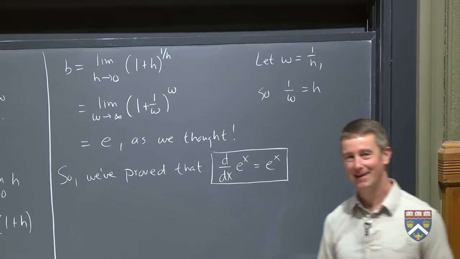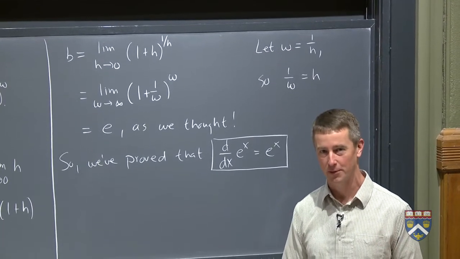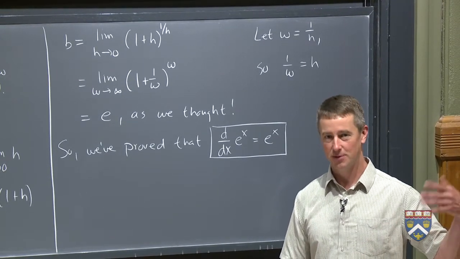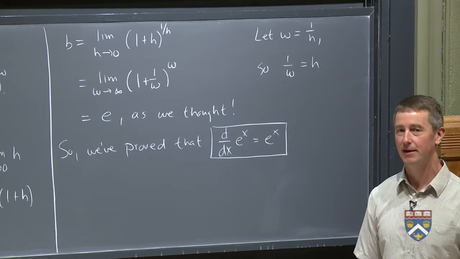This number e came up in a completely different situation where we were compounding interest more and more and more frequently. And we discovered that as we did that, we got closer and closer and closer to a balance of $1 million dollars in that particular example at the end of the year.